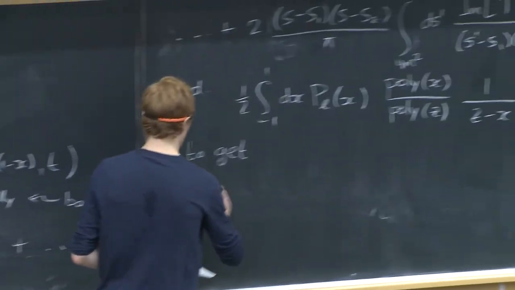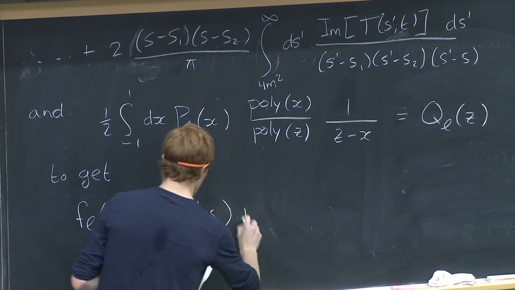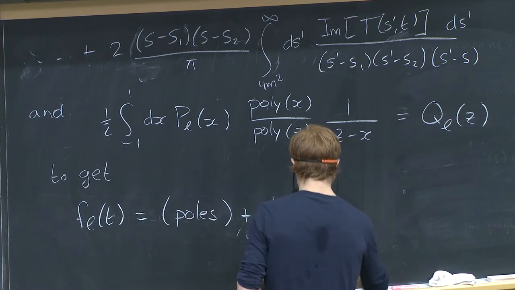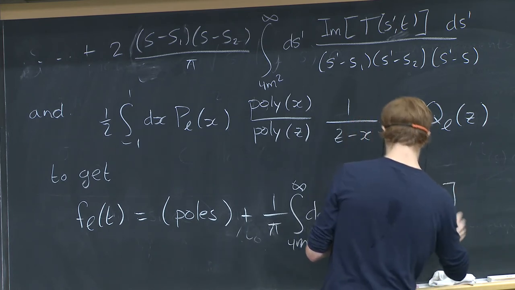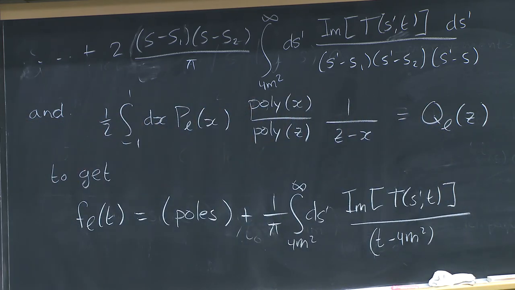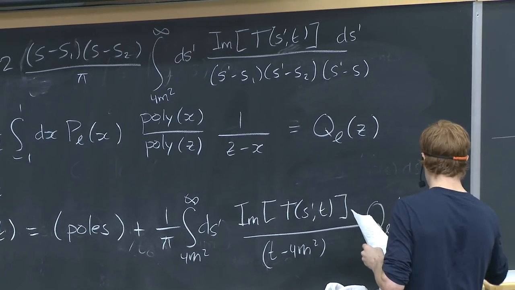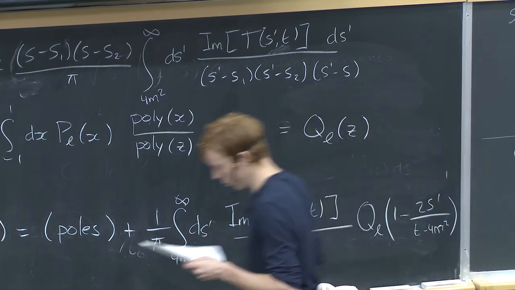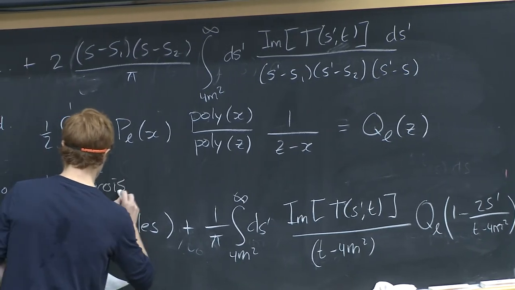And then I can get f_L(t) being equal to something like poles plus 1 over pi times the integral of ds' from 4m squared to infinity, the imaginary part of T(s', t) divided by t minus 4m squared, which basically comes from this change of variables between x and s. And then I have Q_L now of 1 minus 2s' over t minus 4m squared. And this is the so-called Froissart-Gribov representation.